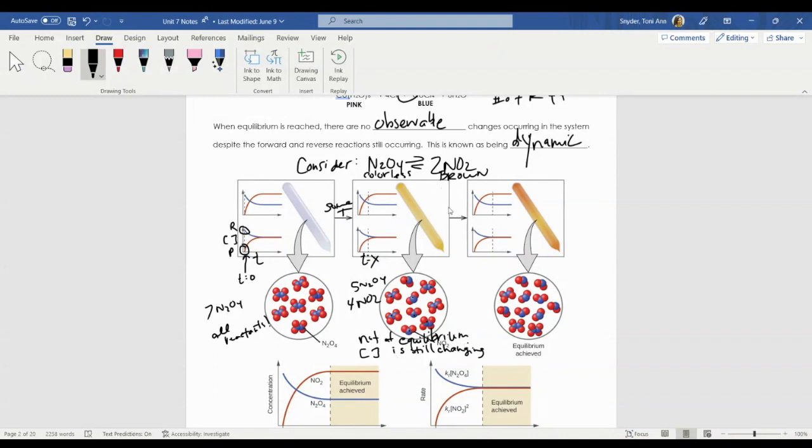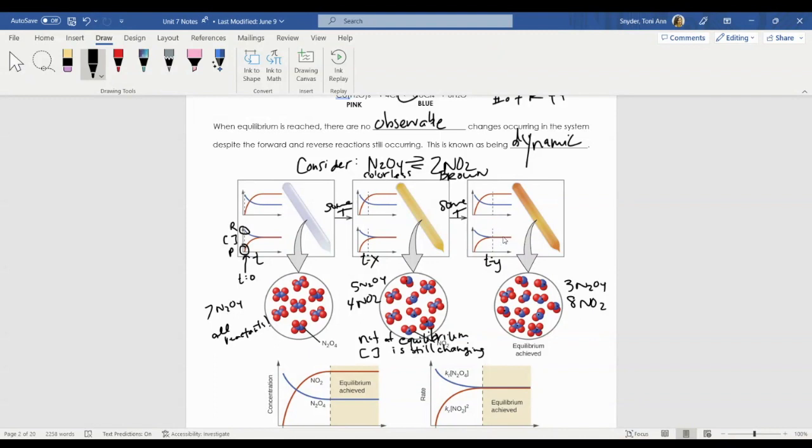So let's say more time has passed. I have some amount of time that's passing by again. And if I count the number of particles in this particular vessel, it looks like I have 1, 2, 3 N2O4 particles, and I have 1, 2, 3, 4, 5, 6, 7, 8 NO2 particles. At this particular point in time, if we were to graph the concentration of N2O4 versus NO2, we would see that at some time, we'll call this a time of Y, because it's different from this one, our concentration is not being changed. The concentration of my reactants and of my products is going to remain the same.